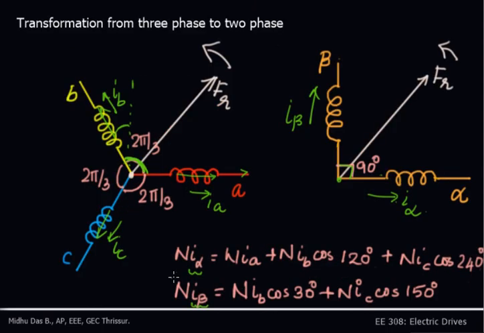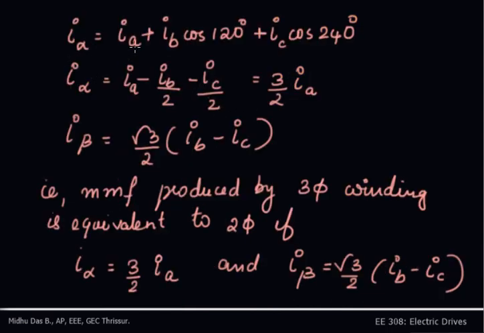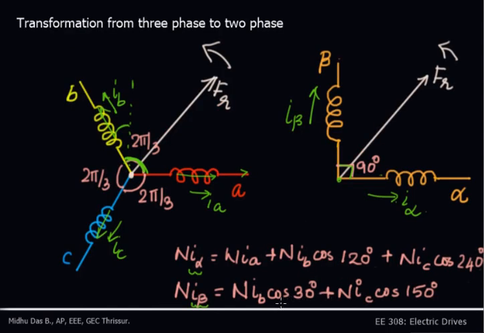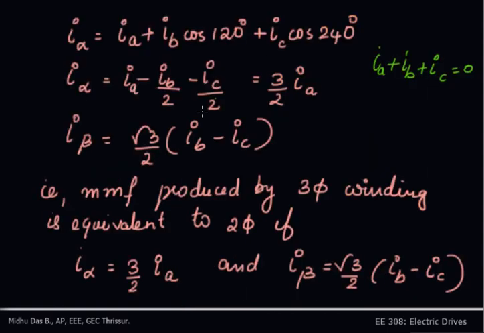So cancelling this number of turns, because we have taken the number of turns to be equal when you transform from three-phase to two-phase. So I alpha will be IA plus IB cos 120 plus IC cos 240, and I alpha we get an expression like this as 3 by 2 IA. Why? Because IA plus IB plus IC equal to 0 for a three-phase balanced system. Now I beta will be root 3 by 2 into IB minus IC from this expression. Root 3 by 2 IB minus IC.